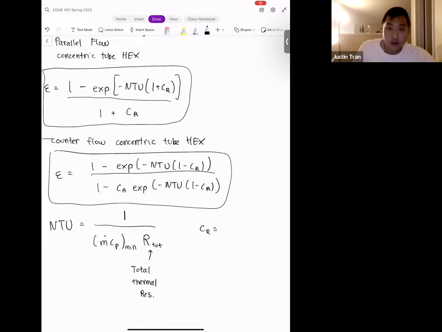And CR here is a ratio of the m dot Cp's. So we have m dot Cp min divided by m dot Cp max.